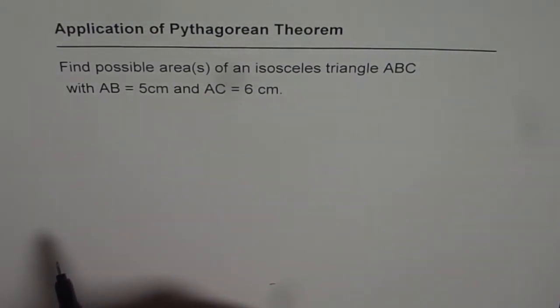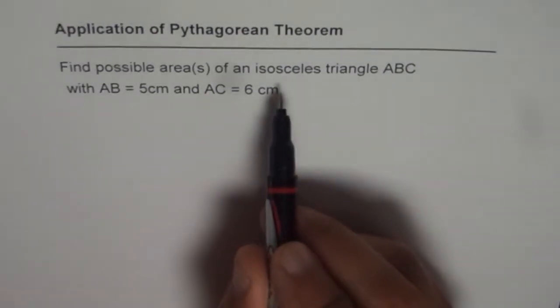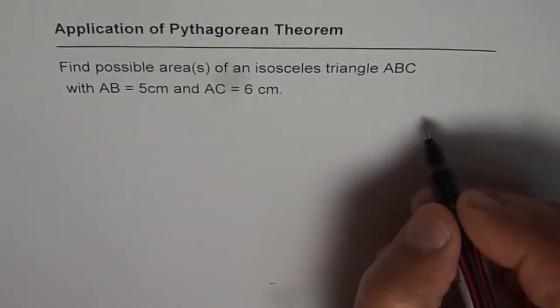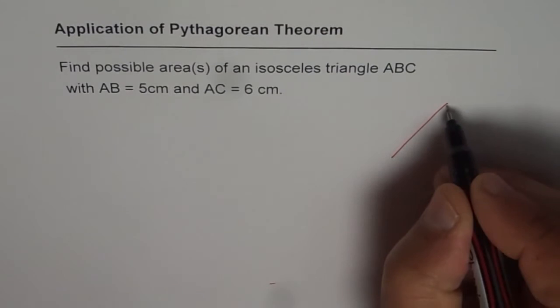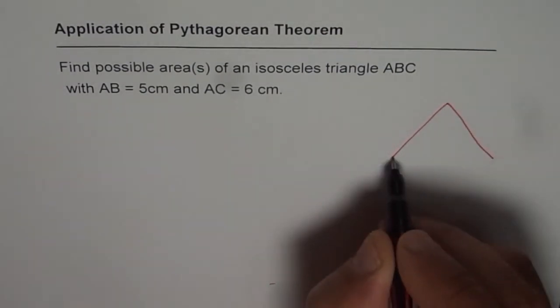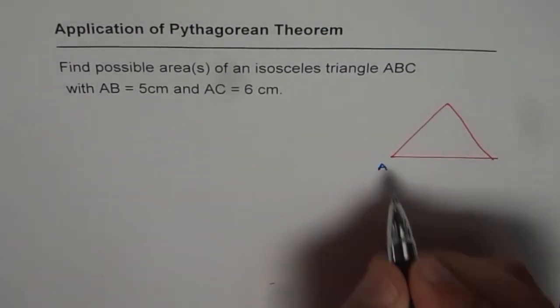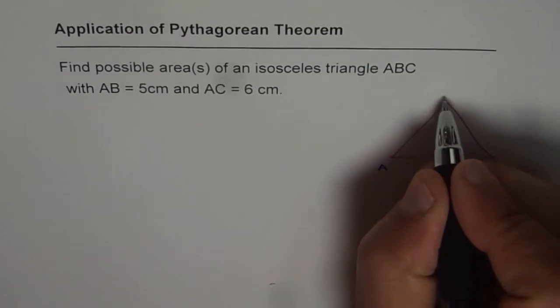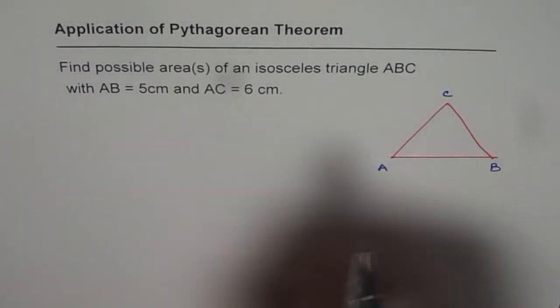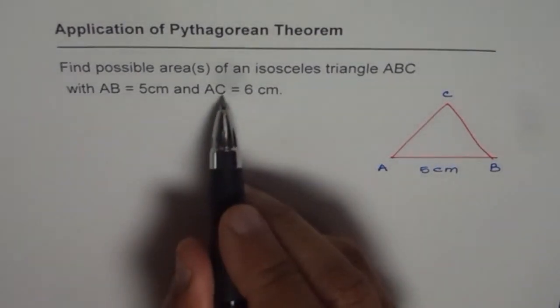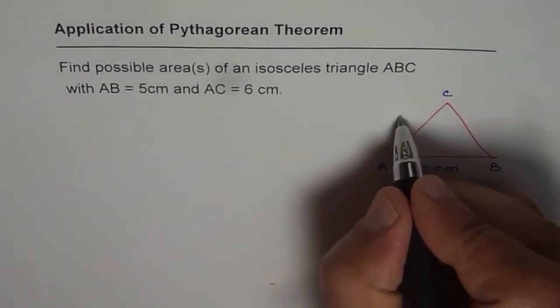Now, how is that possible? We are considering isosceles triangle ABC with two given sides. Let me make one. So let's say this is one of our triangles, ABC. Let me write down ABC here. Say the sides are A, B, and C. It's given AB is 5 centimeters, so that is 5 centimeters, and AC is 6 centimeters, so this is 6 centimeters.